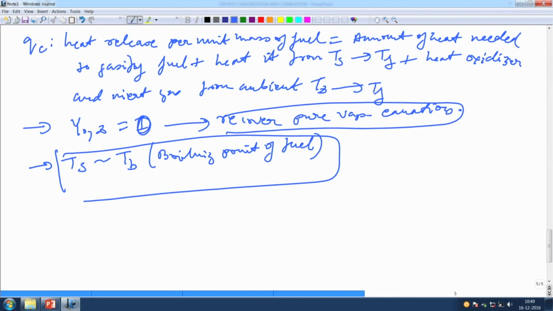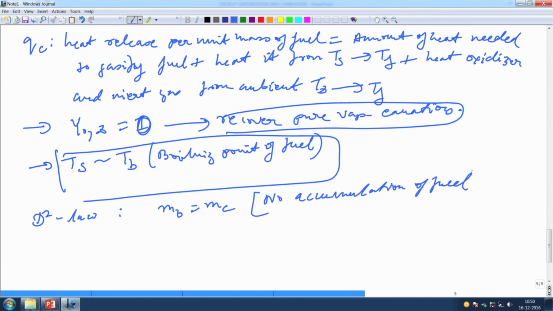Now, in order to derive the d square law form, what we need to do is say that mv is equal to mc, that means the vaporization is the same as the gasification. This has the implication that there is no accumulation of fuel. So, whatever is being produced, that is, the instantaneous rate of fuel gasification, is equal to the rate of fuel consumption at the reaction sheet. So, mv is the same as your mc.